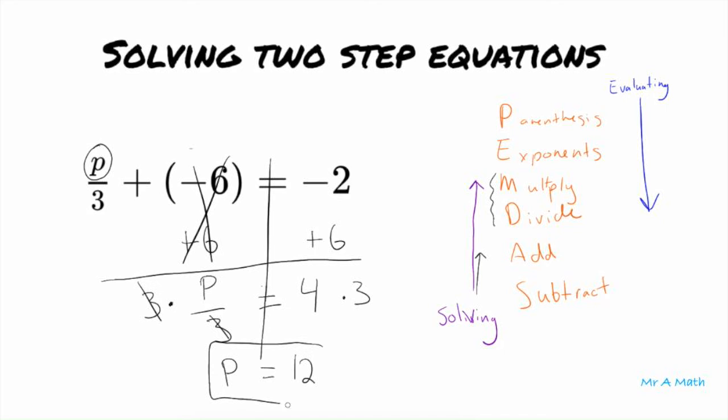And you can verify this answer. If you just go in here and do 12 divided by 3, that's 4, plus -6. What's 4 plus -6? That is equal to -2. So this answer does work, and it should always work if you get the right answer. Sometimes you can avoid getting a point off on a quiz or something if you just check your answer and make sure that it's right. Let's do one more.